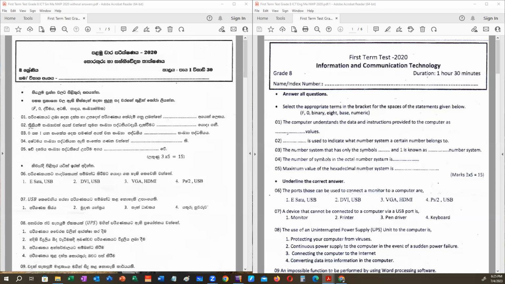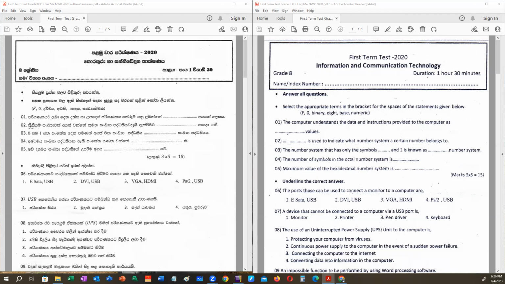The maximum value of the hexadecimal number system is what? F. Yes, that's really correct. F is the maximum value in the hexadecimal number system.